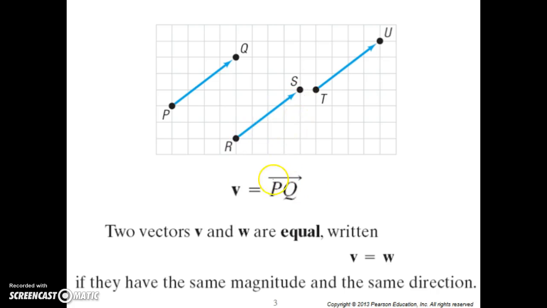When you refer to a vector, you can name it. A lot of times vectors are named as V and W. So this vector, PQ, right here, we can call this vector V. We could call this vector W. V and W are equivalent vectors.